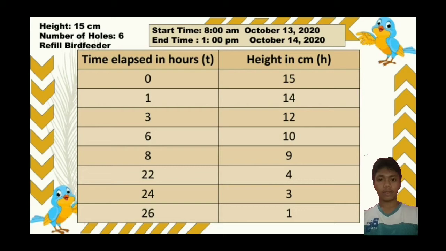In refilled bird feeder with 6 holes, the start time is 8 a.m. October 13, 2020, and the end time is 1 p.m. October 14, 2020. Time elapsed in hours represent x, and height in centimeter represent y. At 0 hours, 15 cm. After 1 hour, 14 cm left.